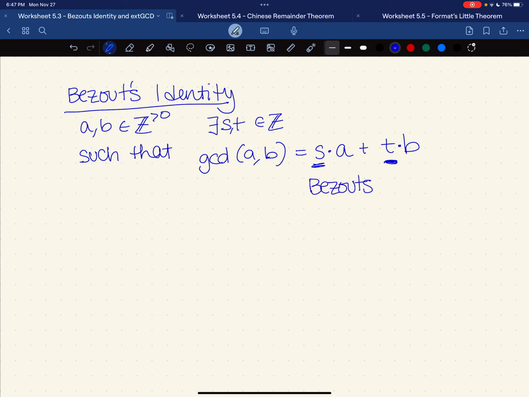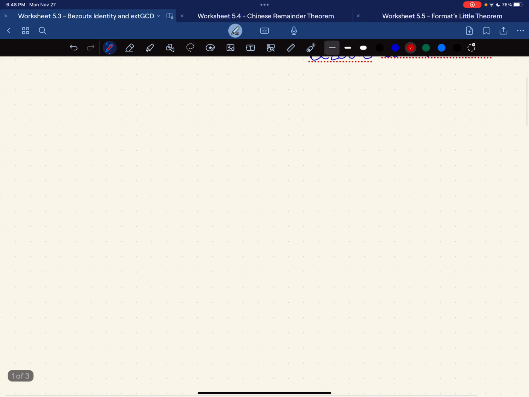And so in this next worksheet, we're going to be asked to find Bezout's coefficients. And what we were given is an algorithm. There's an algorithm where you can actually go ahead and use the Euclidean GCD algorithm to find the GCD, and then we're going to work our way backwards. So I'm going to give a simple example of that so that we can see what that looks like.